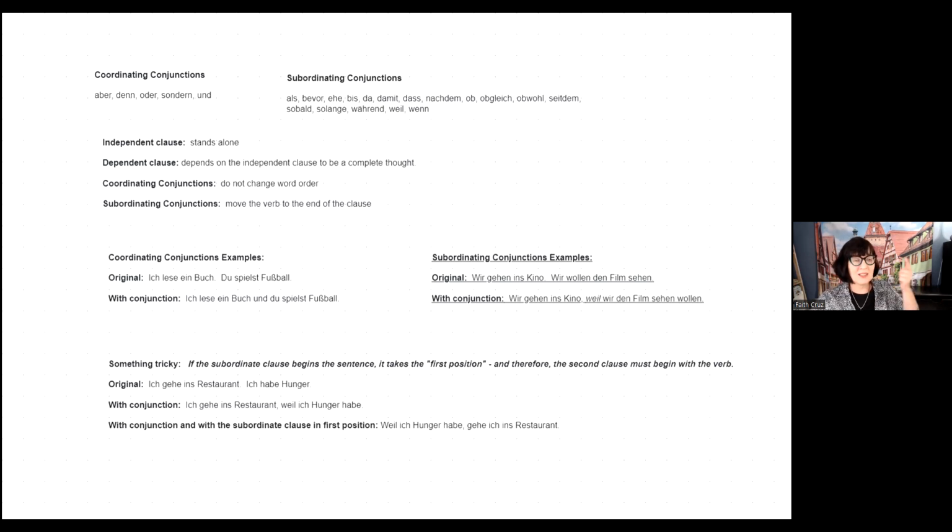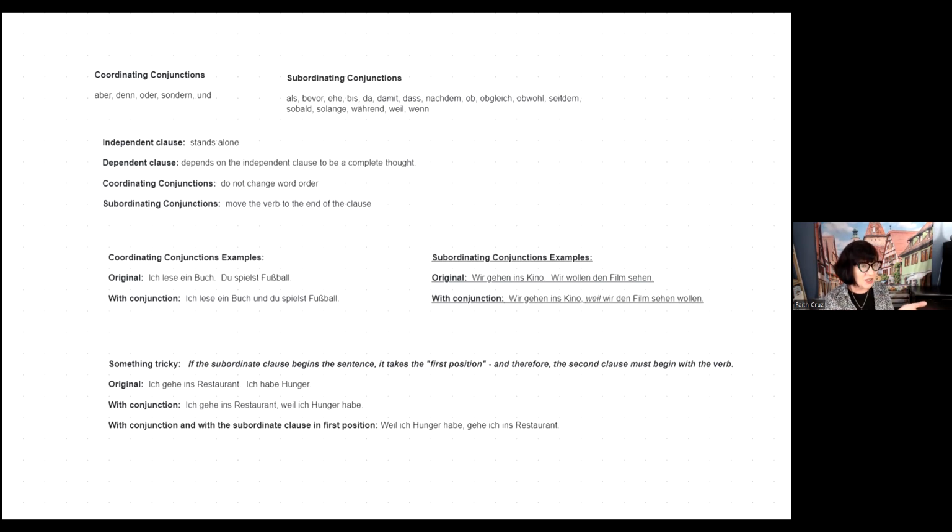Right now, back to the top of the screen with the subordinating conjunctions. So I have given you a list of subordinating conjunctions here. The bad news is that this is not all of the subordinating conjunctions. German actually has more. But the good news is these are the most common subordinating conjunctions. Now, what happens with the subordinating conjunction is, if you put this at the beginning of a clause, you've created a subordinate clause.